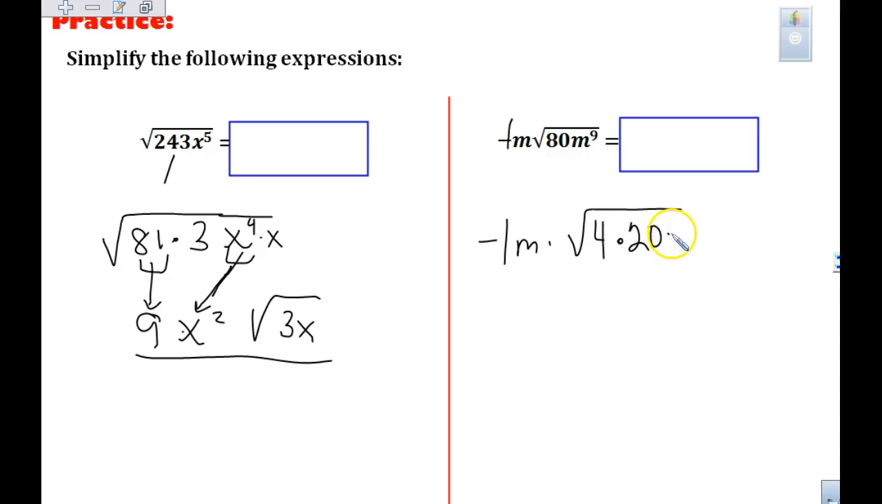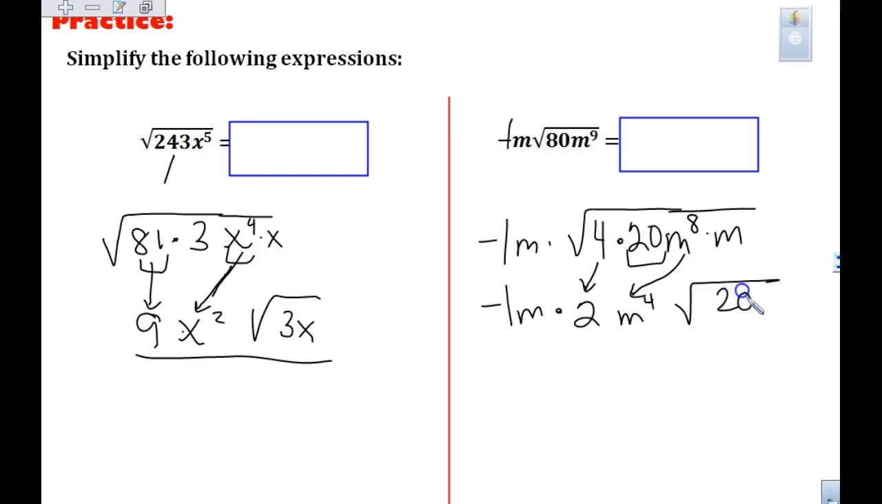Brooklyn, I'm breaking down the m to the 9th as m to the what? 8 and 1. Okay? So I have this negative 1m. Am I going to have to factor 20 further? Is there a perfect square? Okay, so the square root of 4 is 2. The square root of m to the 8th is m to the 4th. I have left square root of 20m.